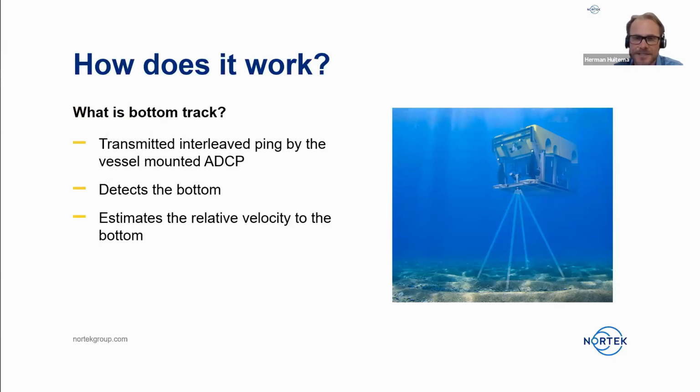Bottom track is a special ping transmitted in between of the velocity profiling pings. And it aims to detect the bottom, and it can also determine the depth. It uses the Doppler shift from the section near the bottom to determine the speed and the direction using its 4 beams. And as the bottom doesn't move, the Doppler shift information contains all the information about the speed and the direction of the vessel, which then can be used to correct the raw water velocity information from the ADCP itself.